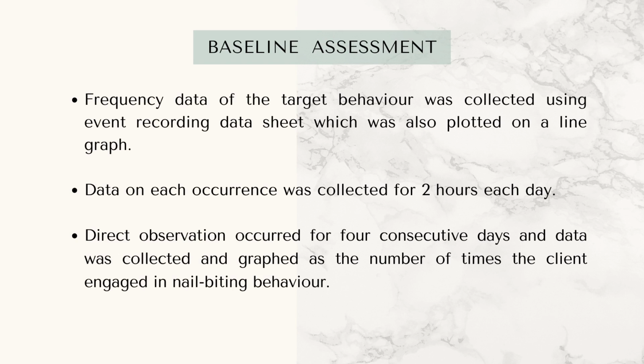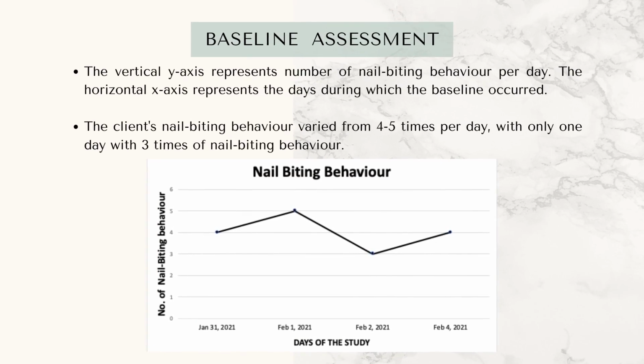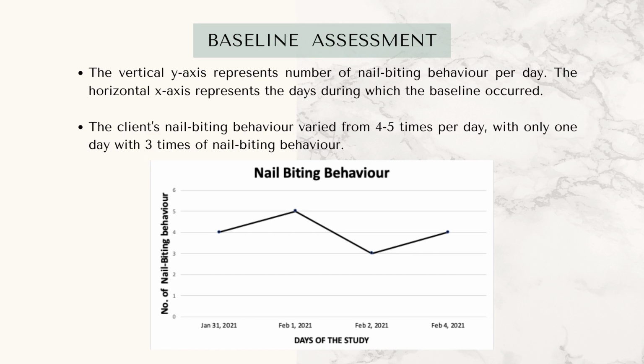For baseline, frequency data of the target behavior was collected using an event recording data sheet, which was also plotted on a line graph. Data on each occurrence of the operationally defined behavior was collected for 2 hours each day. Baseline was conducted without any prompts or conscious use of intervention. Direct observation occurred for 4 days, and data was collected and graphed as the number of times the client engaged in nail biting behavior. As shown in the graph, the vertical y-axis represents number of times nail biting behavior occurred per day. The horizontal x-axis represents the days during which the baseline occurred.